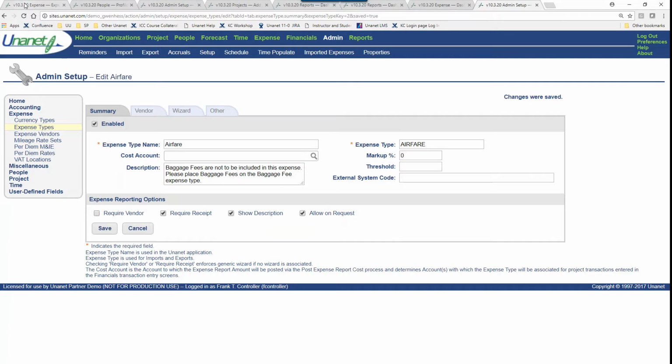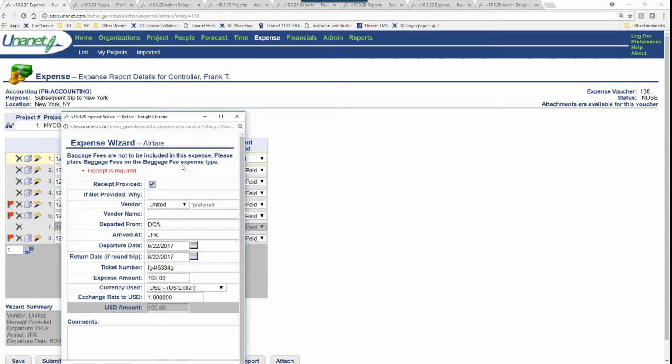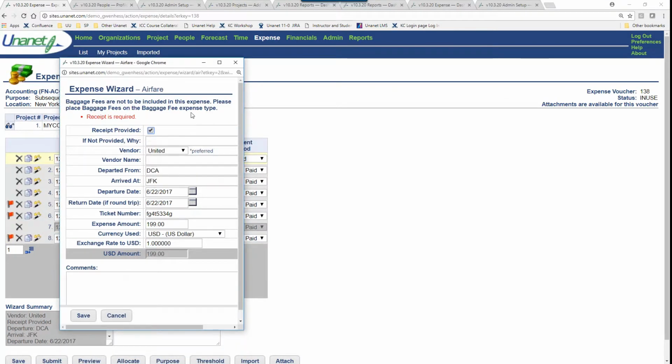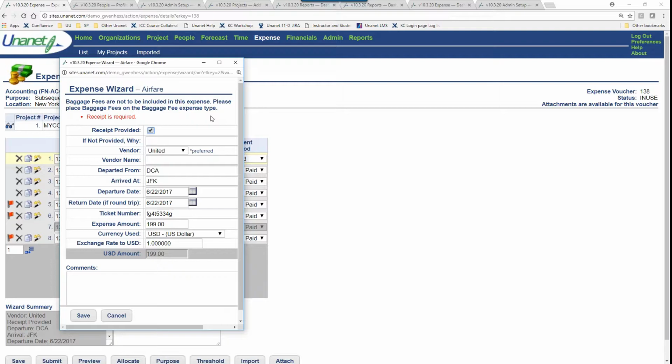Now that I've saved this, I'm going to go back over here to that expense report that I had and go back into this airfare one. And now you'll see I have that verbiage up here at the top because I said to show that description. So if you want to utilize internal policy information or additional directions that you want to give to your user, use that description field. And again, you have to be a Uninet admin to update that expense type, but you can do that and say, show this up at the top.